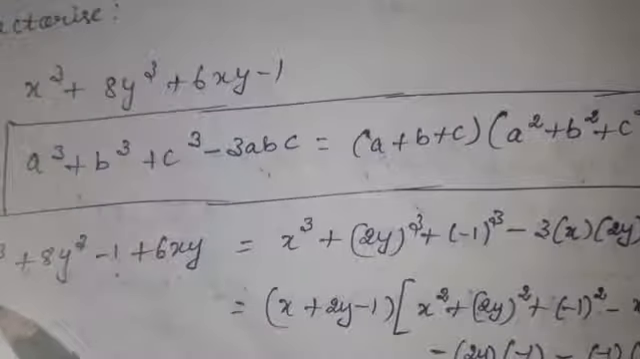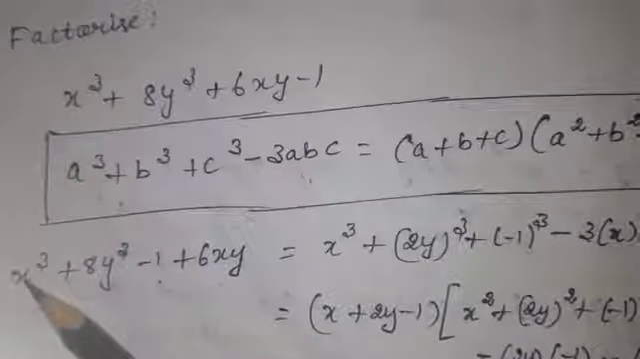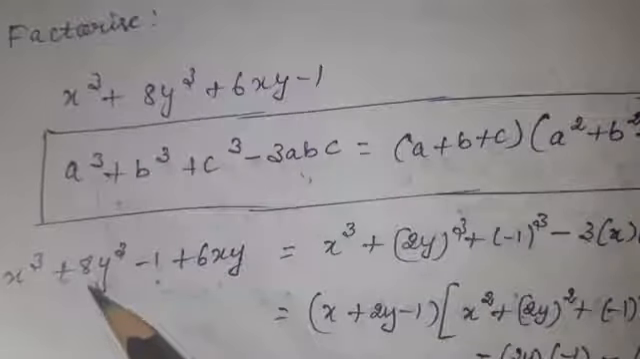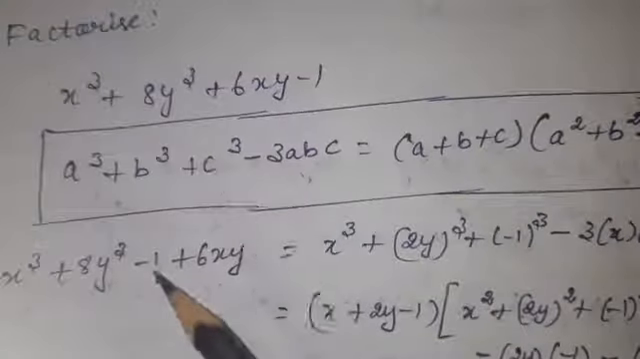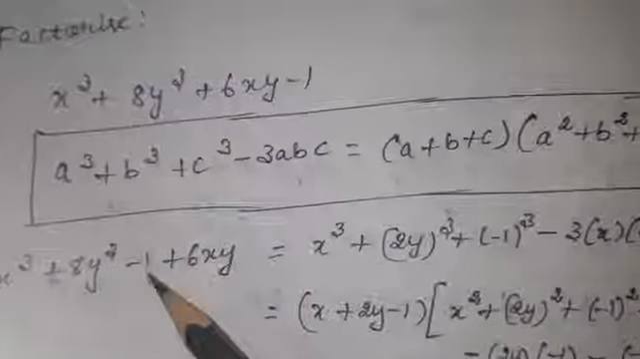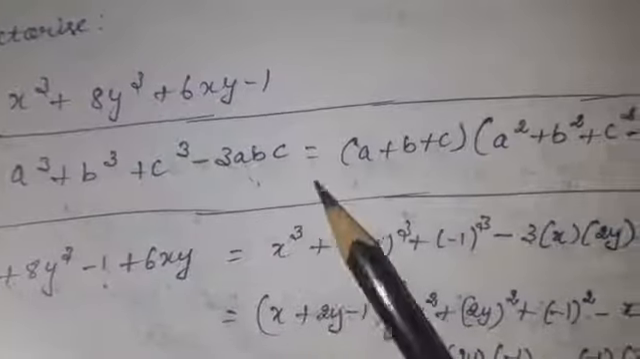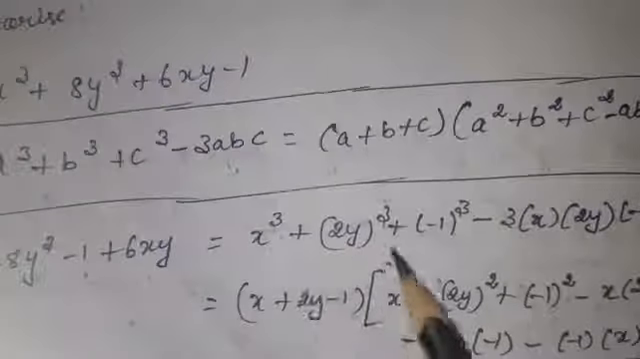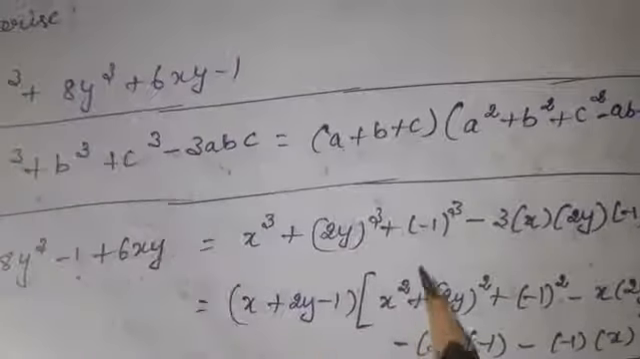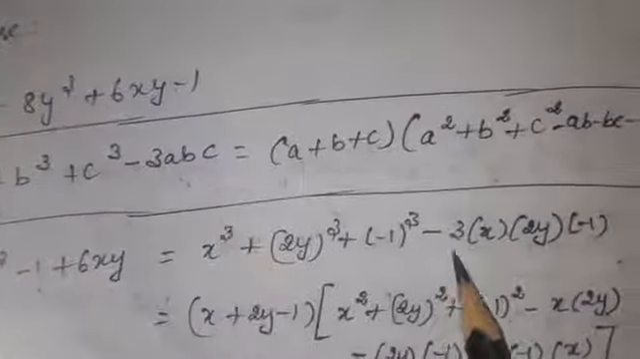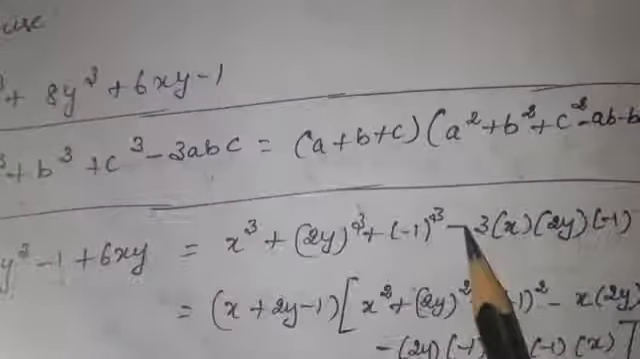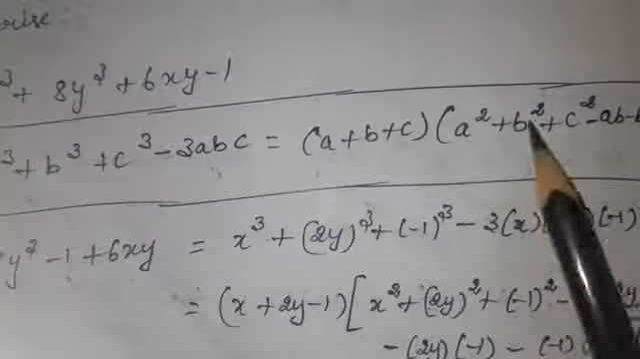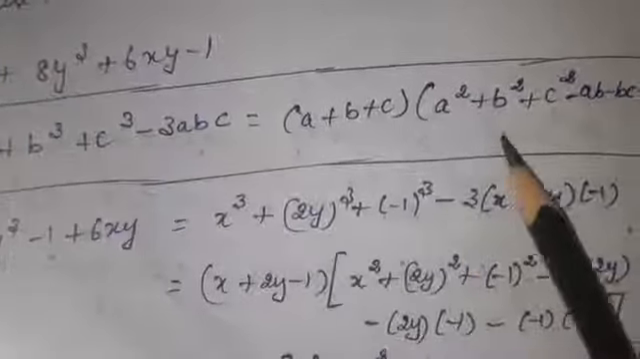What is the a value? The a value is x. The b value is 2y, it is a cube number. The c value is minus 1. That can be written as a value x cube plus b value 2y the whole cube plus c value minus 1 the whole cube minus 3abc, 3 into a value x, b value 2y, c value minus 1. After that, I am expanding that formula.